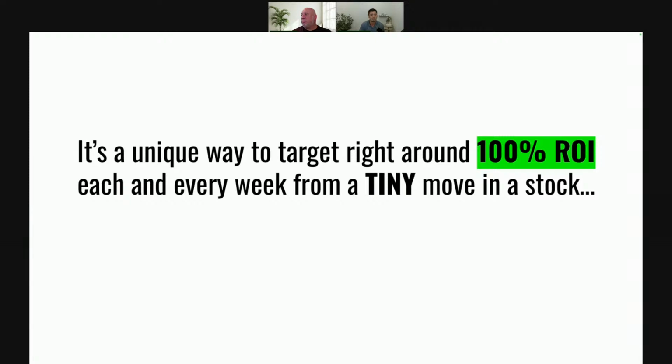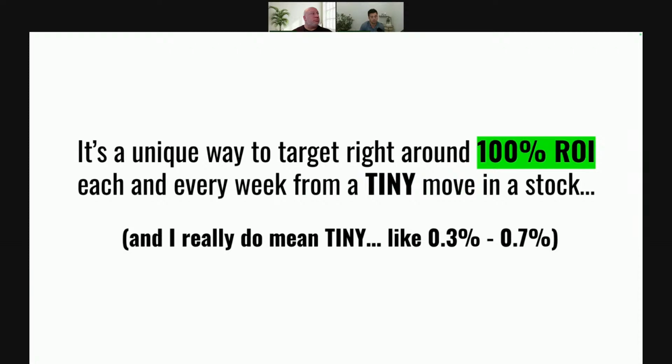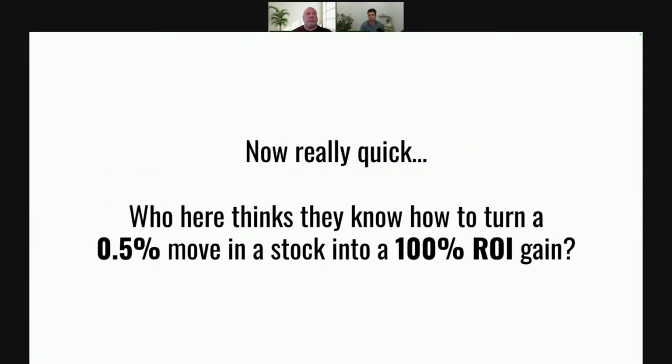So the wrap order is a unique way to target right around 100% ROI, so a double, each and every week from a tiny move in a stock. And I really do mean a tiny move. That's what makes it so special. We're able to double our money even when stocks gain 0.5% or 0.3%, 0.7%. Usually right around 1% or less gives us enough to double our money.